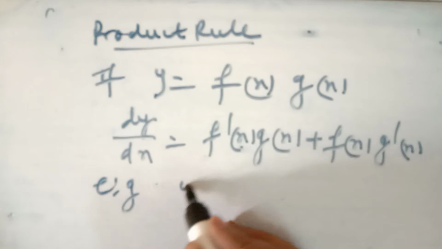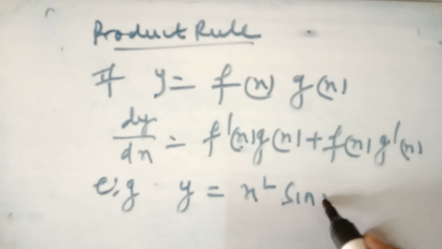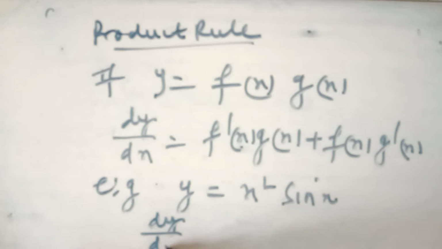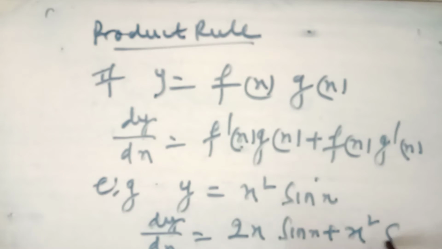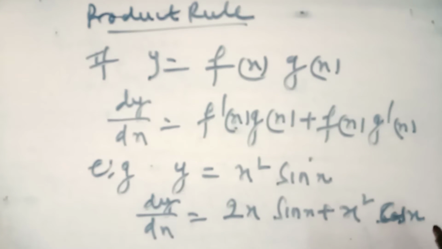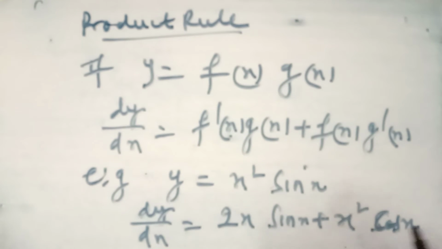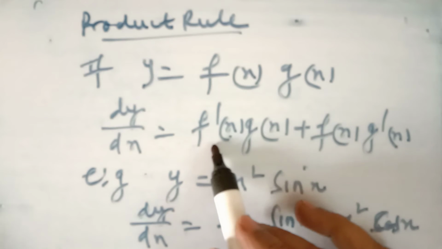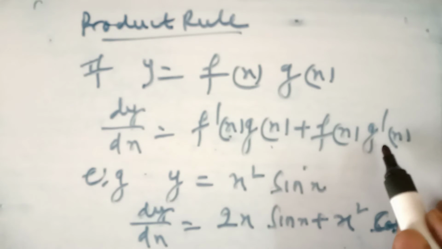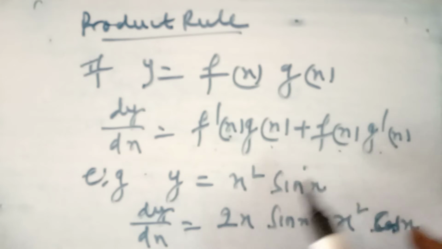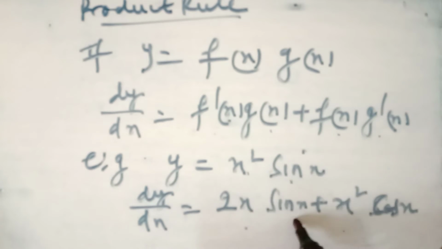For example, suppose we have x squared into sin x. So what is the product rule? Derivative of the first function, that is derivative of x squared, 2x into sin x, plus x squared into the derivative of the second function, which is cos x. So this is the product rule when we have the product of two functions: derivative of the first multiplied by the second plus derivative of the second multiplied by the first. This is known as the product rule of differentiation. You can prove it by using the first principle also.